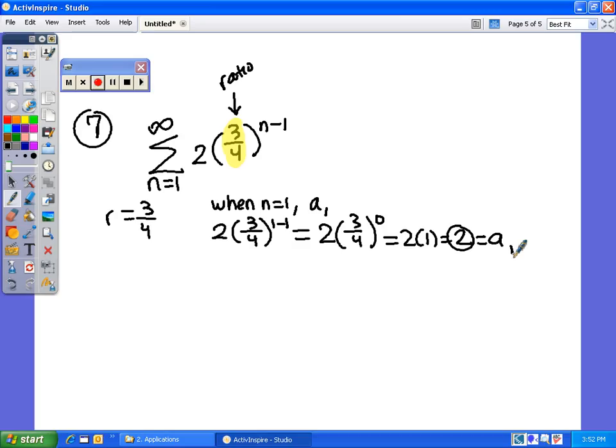So now I'm going to apply it into the formula. That's 2 for a sub 1 over 1 minus 3/4. Now, 1 minus 3/4 is 1/4, and 2 divided by 1/4 gives us 8. So this works out. Okay, now I'm just going to give you the answer.